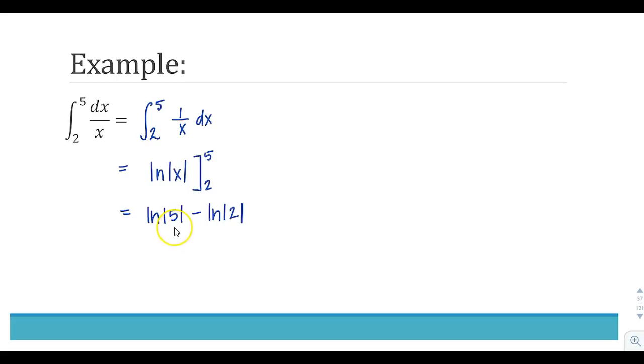But we can do some further simplifying here. So first, absolute value of 5, well, that's just 5, and absolute value of 2 is just 2. But our properties of logs say that because I have natural log on each of these with the same base and they're being subtracted, I can turn this into one logarithm of a quotient, natural log of 5 over 2.